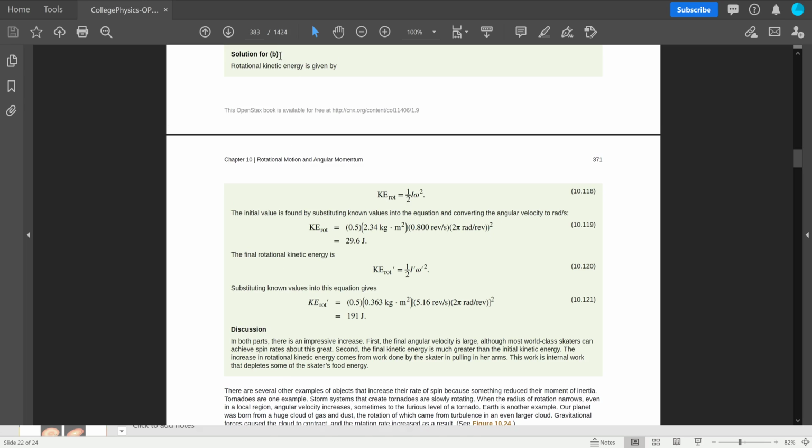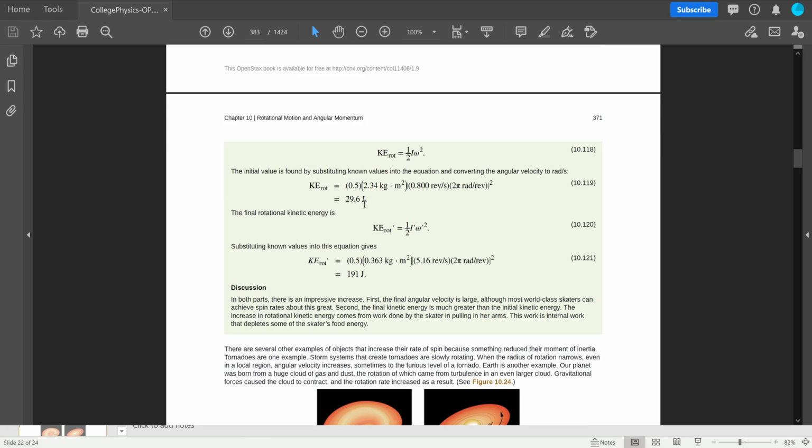So for B, now we're going to find our rotational kinetic energy. We have 1/2 I omega squared for our equation. The initial value is found by substituting the known values into the equation, converting the angular velocity to radians. So we have to convert our 0.8 revolutions per second to radians per second, so we just multiply by 2 pi, and we take into account the initial moment of inertia. Once we do all that, we get 29.6 joules initially.